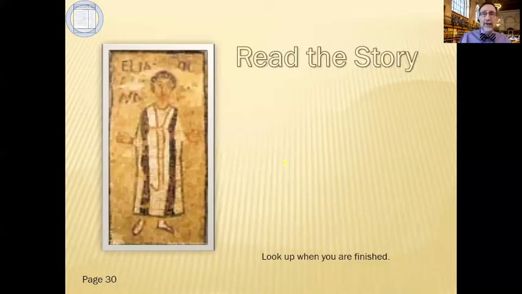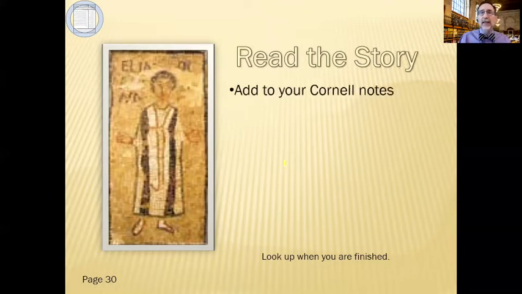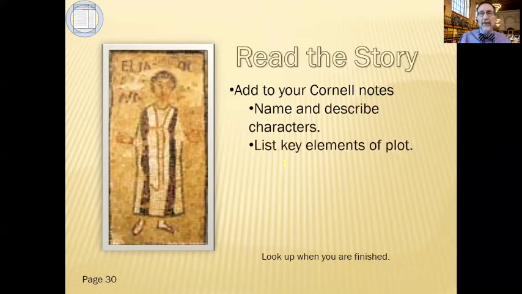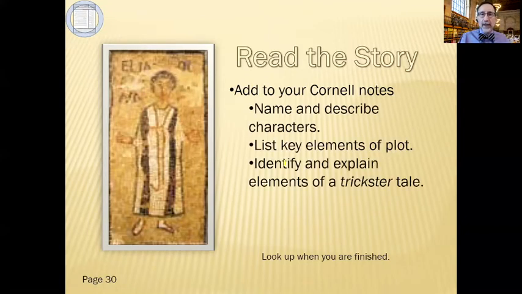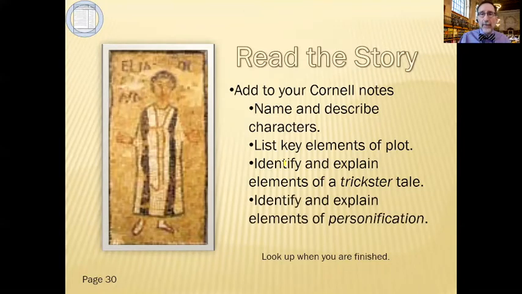Now, we're going to actually do this story together right here in the video because it's so short. And as we read through the story, add to your Cornell Notes, look for characters, the type of characters we have, quick plot summary. Look for the trickster, see if you can find that trickster, determine what in fact is the aim or the purpose of the author in this story. So look for the characters, elements of plot, as I said, identify the elements of a trickster tale, look for that trickster to deceive some and then get caught in his own kind of web of deceit before the story's over, and then the personification we'll have as well in this story.